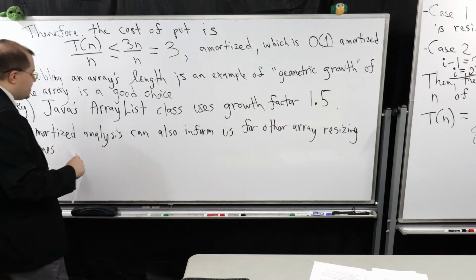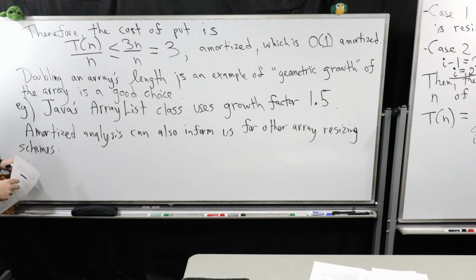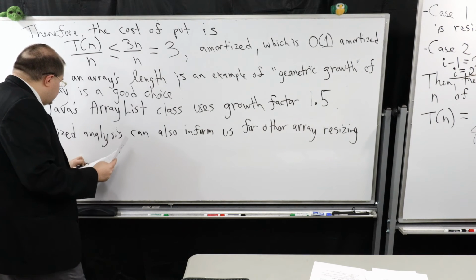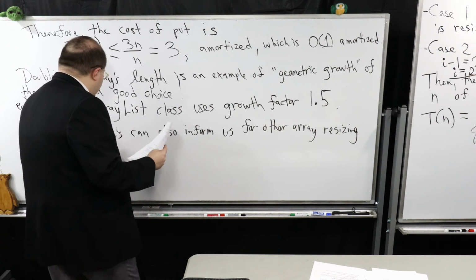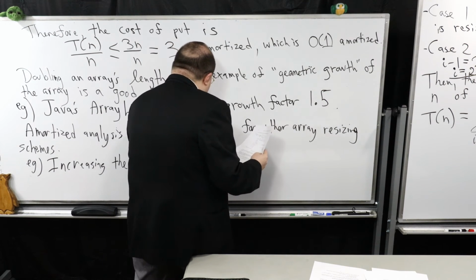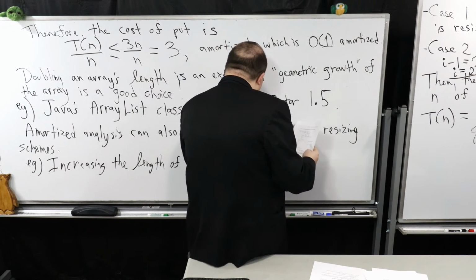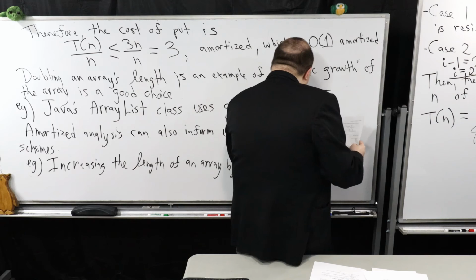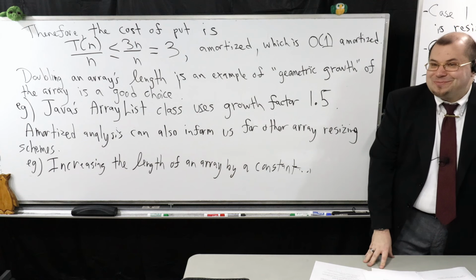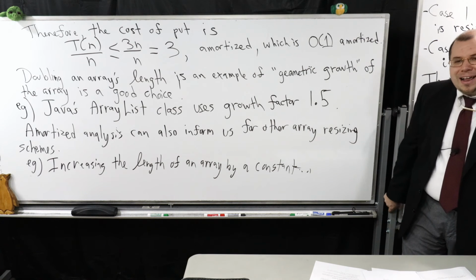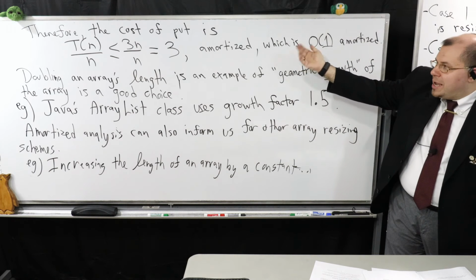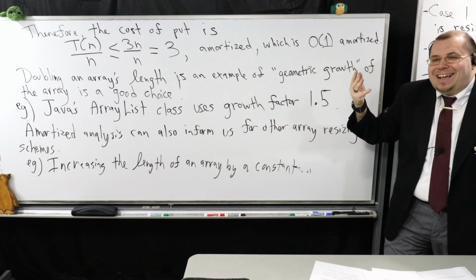And I'll include an analysis for you in the notes. For example, increasing the length of an array by a constant. In this case, if you pull out the amortized analysis, you'll find that it actually is a very poor practice. Notice here that the amortized cost for geometric growth is going to end up being constant. It's only like 3. That's really nice.